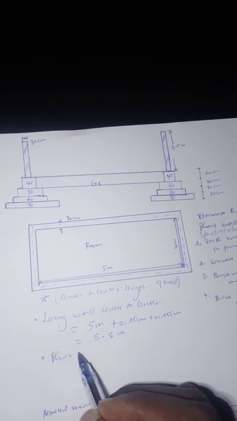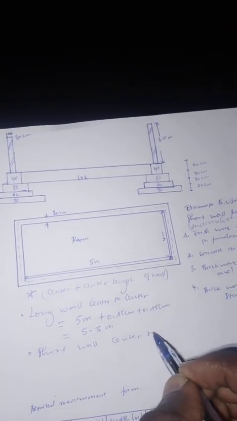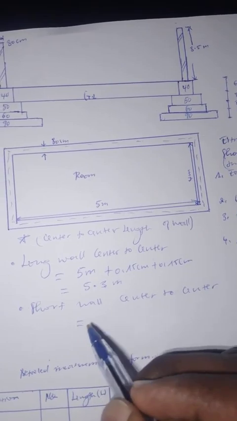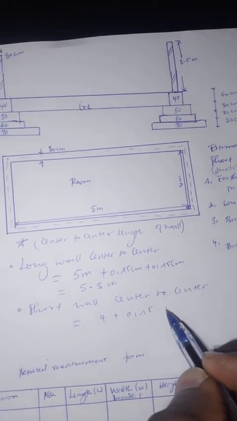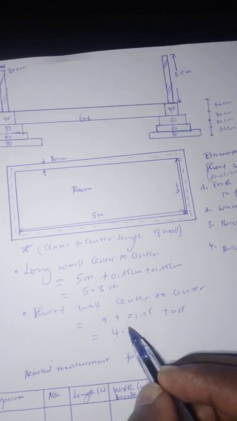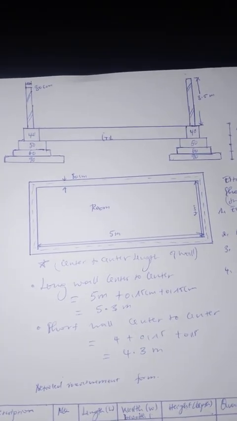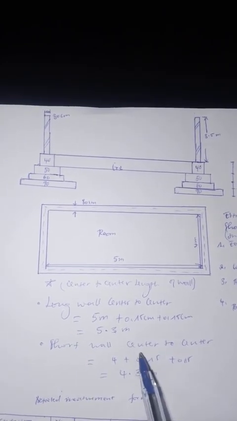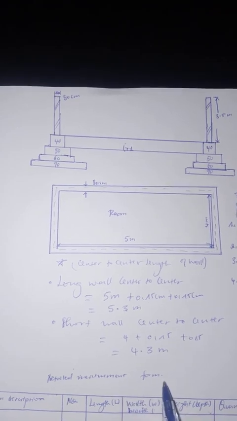For short wall, center to center is equal to 4 plus 0.15 for one side plus 0.15 for the other side. We get 4.3 meter. This short wall center to center or long wall center to center is used in the detailed measurement form.